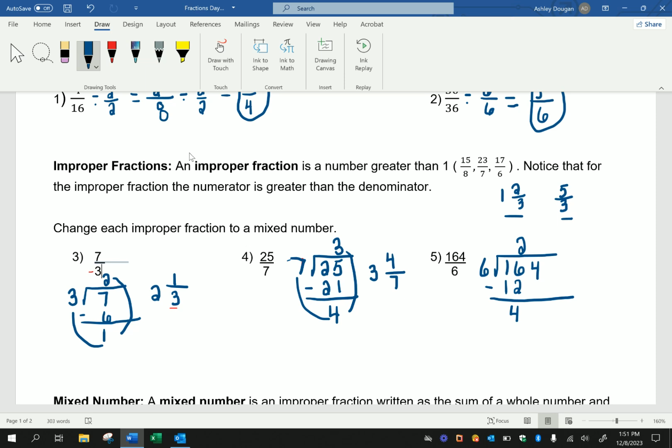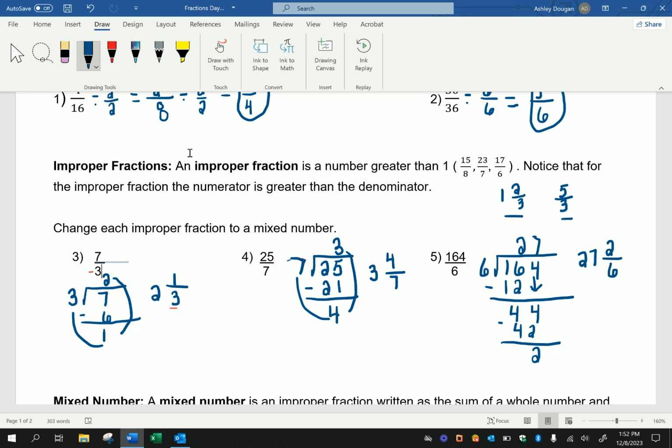Now this time I have some numbers left over that I haven't used yet, so I need to bring those down. That 4 will come down. And 6 will go into 44 7 times. And 6 times 7 is 42. When I subtract, I get 2. And then I'm going to take these values and I'm going to put them in mixed number form. 27 is my whole number. 2 is my numerator. And then 6 is my denominator.